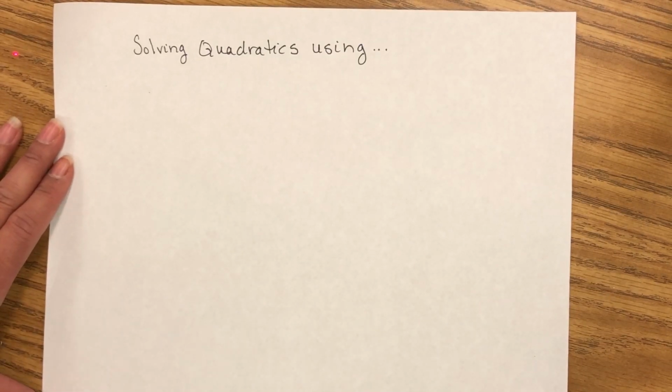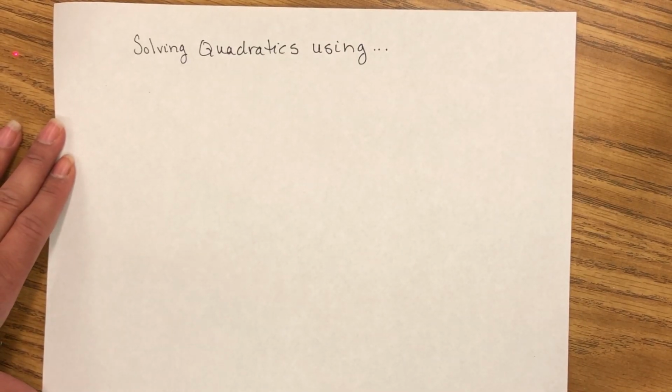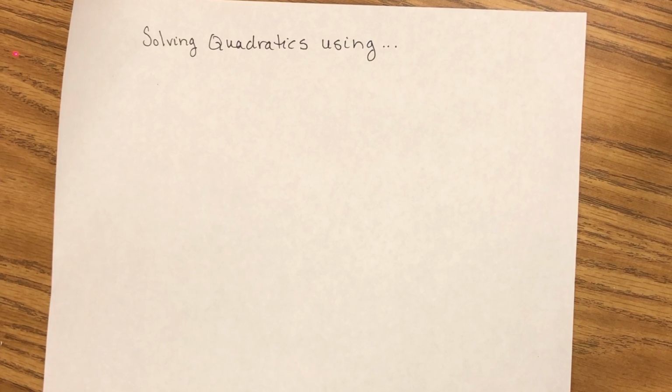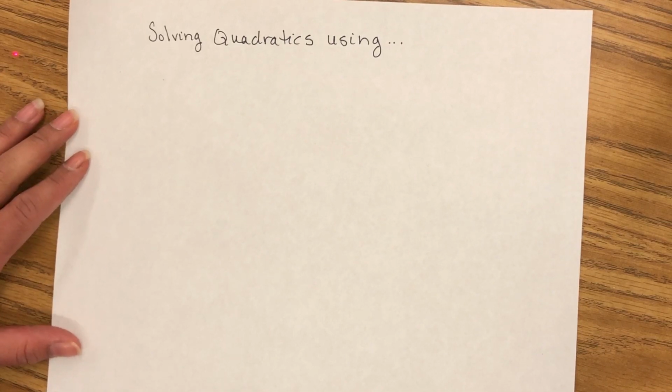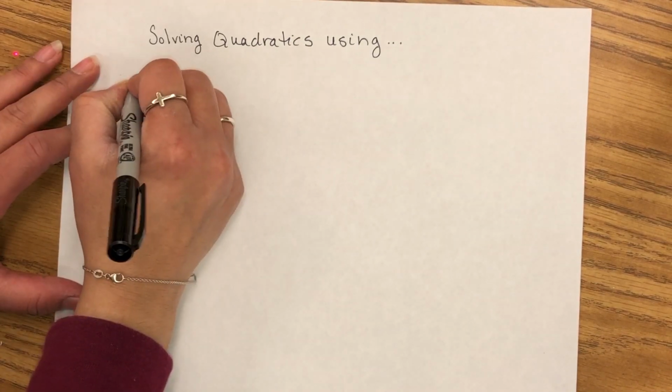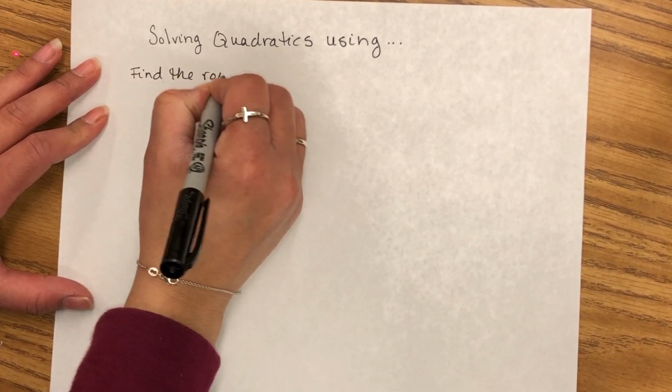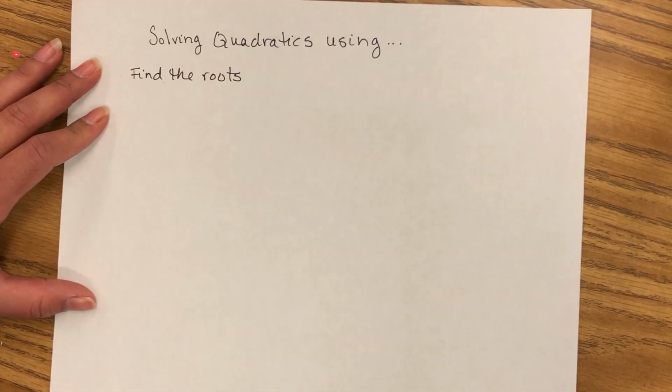All right, so we just recently covered solving quadratics by factoring, which means that we take it apart and put it in intercept form so that we can find those x-intercepts right away. So let's review that. Let's find the roots of the following quadratic by factoring. Write this down in your spiral so you can keep it as your notes.